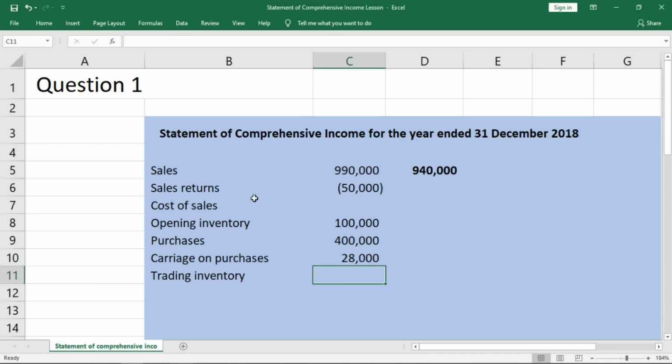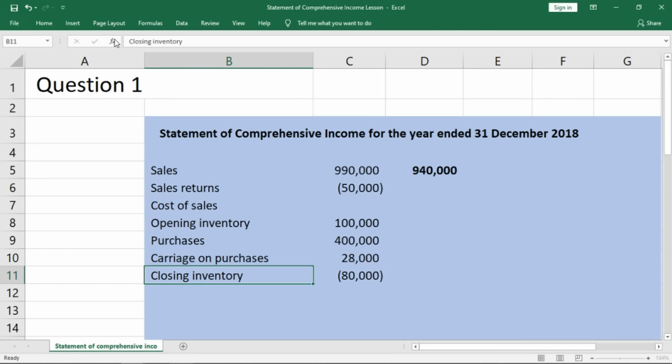And remember, we put this now as a negative because we want to see how much we sold. So we put 80,000 as a negative because we want to see the difference between our opening inventory, our purchases, our carriage on purchases, and our closing inventory. Sorry, I was supposed to put this as closing inventory, and it's 80,000 rand. So what is the difference between all of that? Well, that will be our cost of sales.